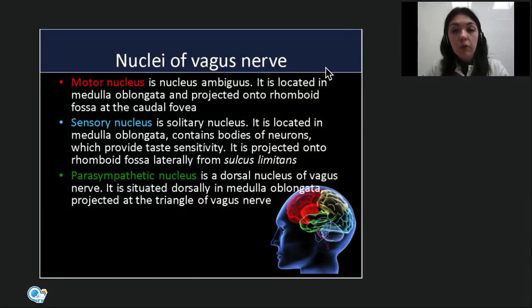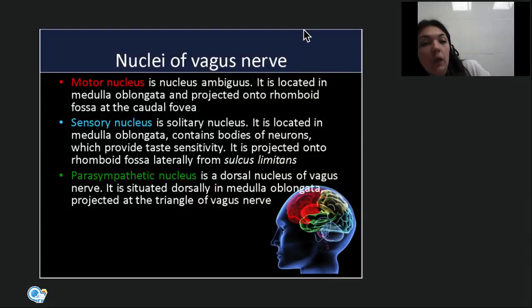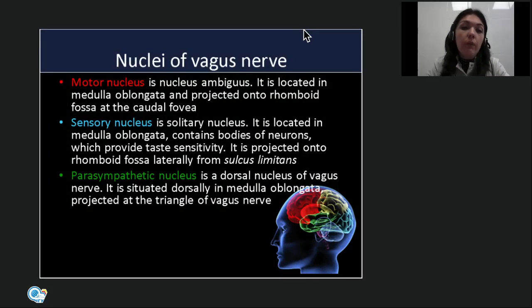So the vagus nerve, as it is mixed with parasympathetic fibers, contains 3 nuclei. Motor nucleus is nucleus ambiguus again, I will not repeat. Sensory nucleus is the solitary tract nucleus, and also I will not repeat location and projection onto the rhomboid fossa. And parasympathetic nucleus is the dorsal nucleus of the vagus nerve.